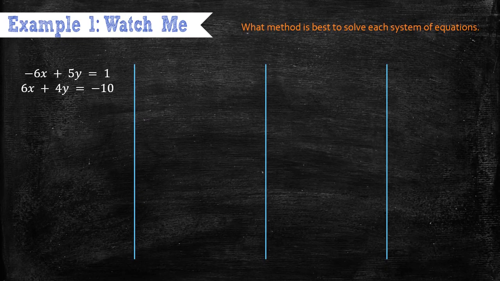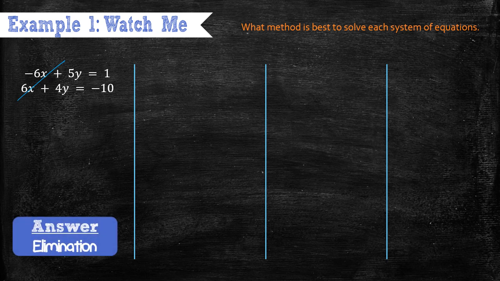In the first example, I've got negative 6x plus 5y equals 1, and 6x plus 4y equals negative 10. Both of these equations are in standard form. I notice right away that my x's are going to eliminate really nicely because when I add them, they cancel. So elimination here is going to be the easiest method to use. Again, if you graphed it or used substitution, you're not wrong. It's just going to take a little bit longer.